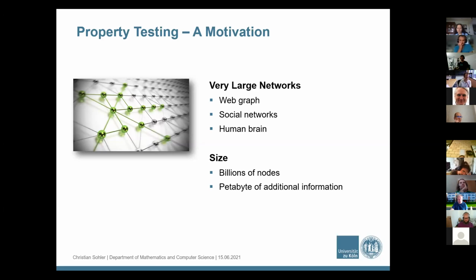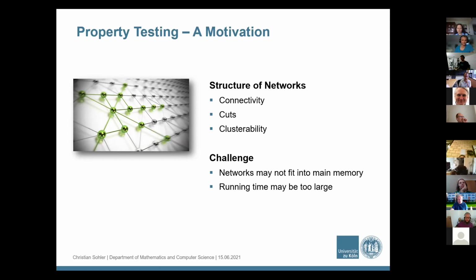And all these graphs are very big. Their sizes have billions of nodes. If you also look at additional information, this sometimes amounts to petabytes of data. And it's a very interesting challenge to understand the structure of these very large networks, to understand things like connectivity, whether they have small cuts, whether they are clusterable, and so on.